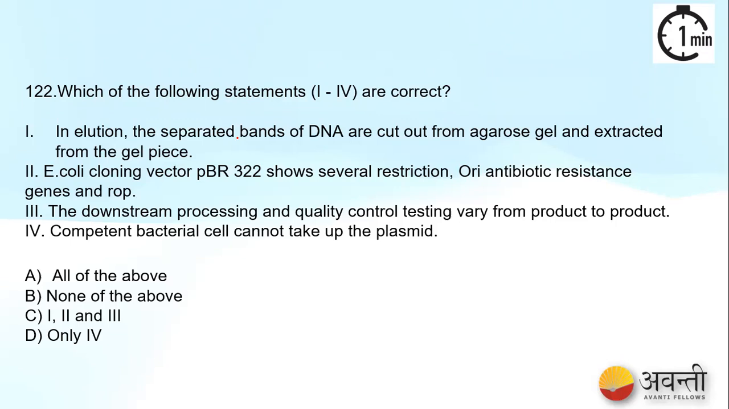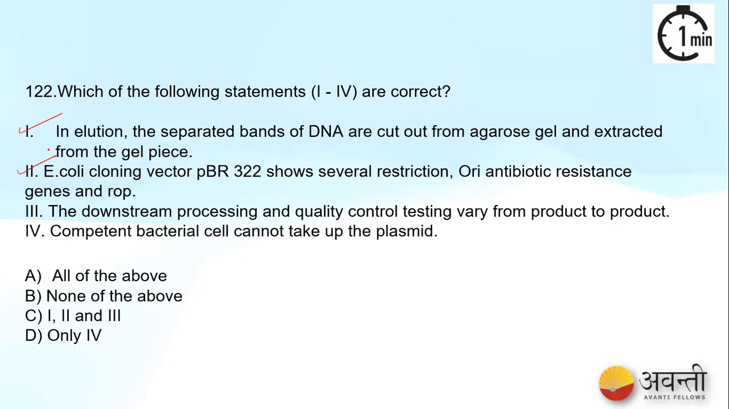Okay, we can extract a piece of the DNA fragment from the separated bands. So the first option is correct. Coming to the second option, yes. What makes E. coli's pBR322 an ideal vector? Because it has an ORI site, it has restriction sites, it has selectable markers like antibiotic resistance genes, as well as ROP. So that is why pBR322 is an ideal vector. So this option is also right.